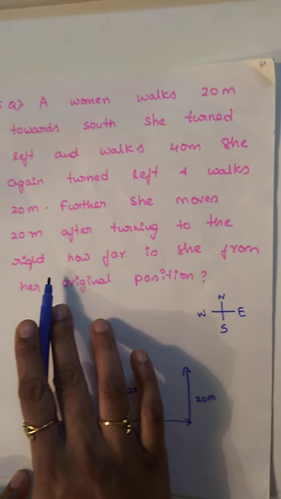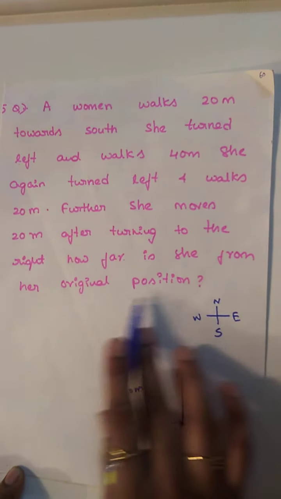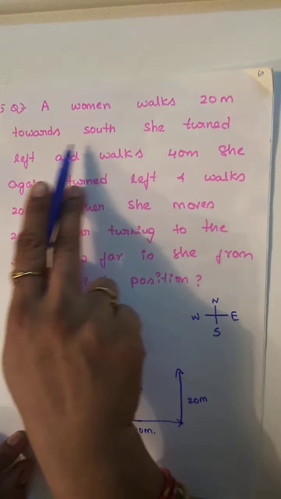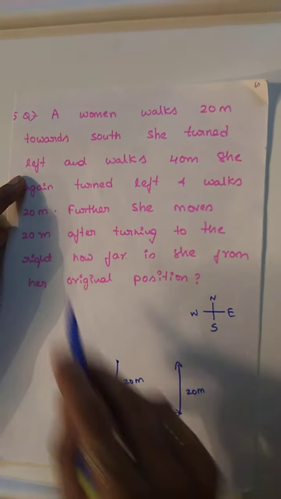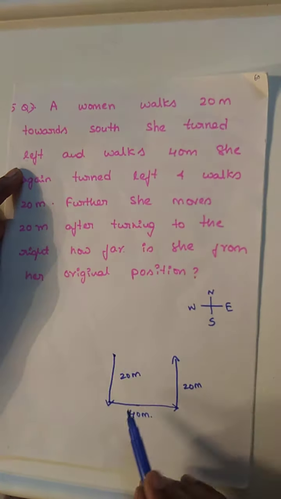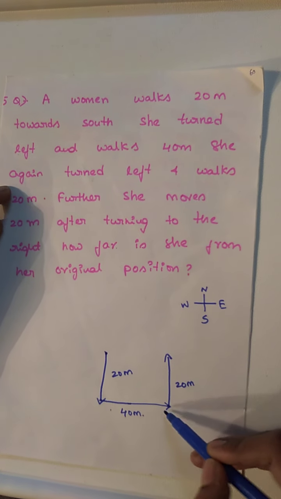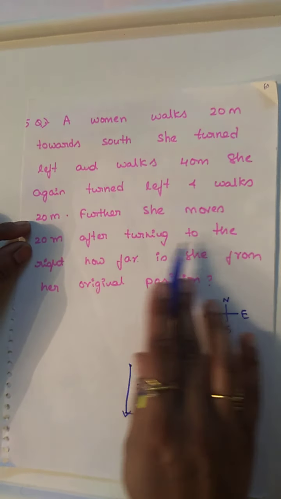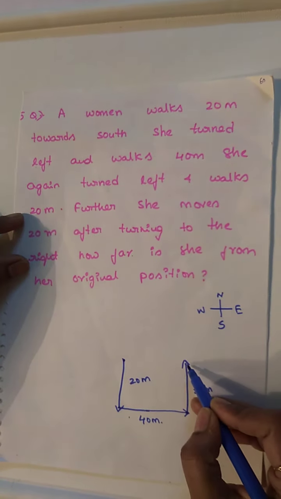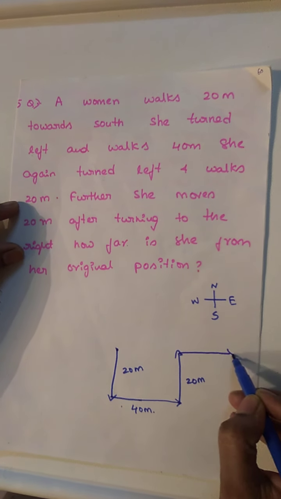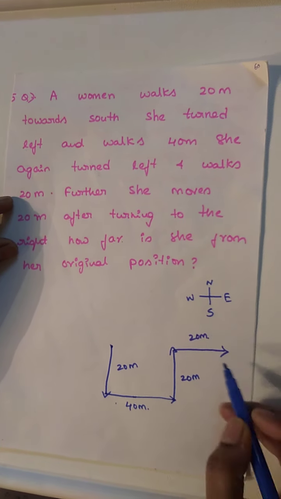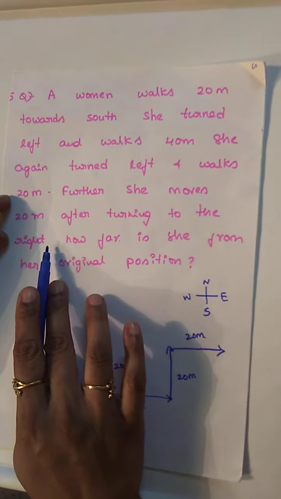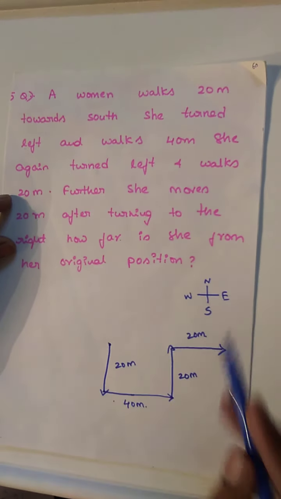After turning to the right, how far is she from her original position? A woman walks 20 meters towards south and then she turned left and walks 40 meters. She again turned left and walks 20 meters. Further she moves 20 meters after turning to the right. Again she turned right side. So 20 meters she walked. How far is she from her original position?